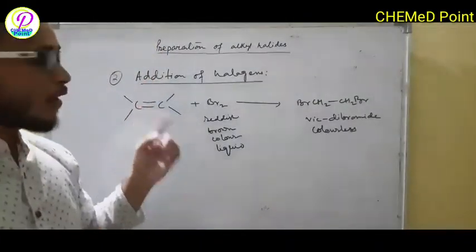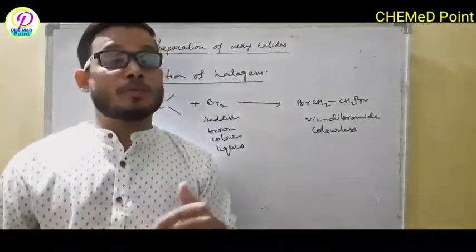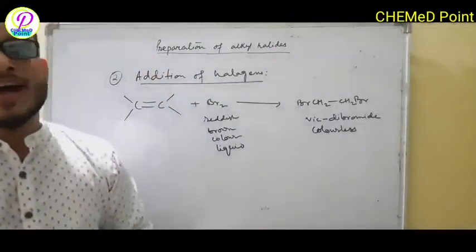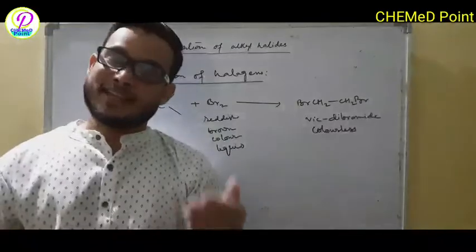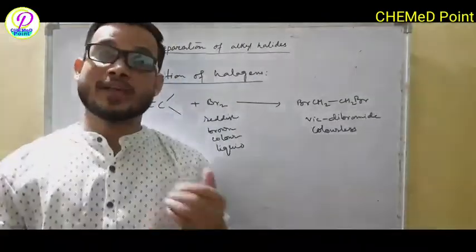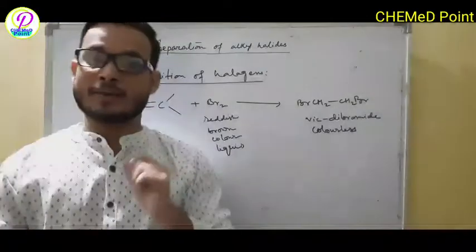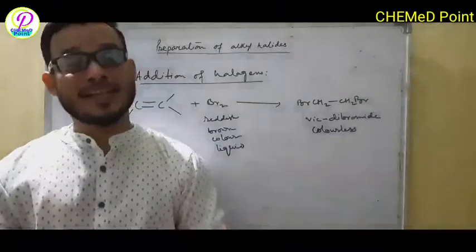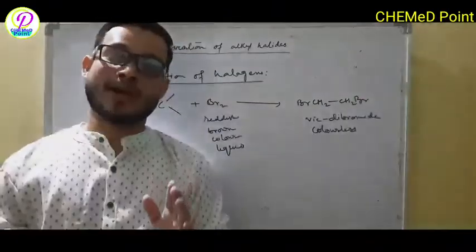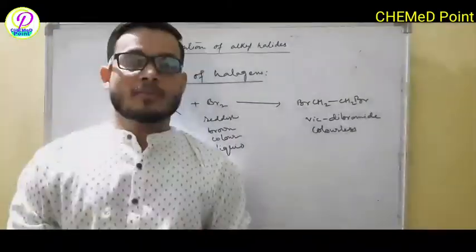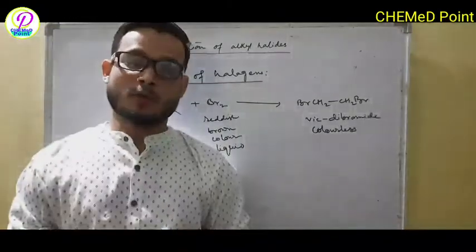So these are the two ways to prepare alkyl halides. The first one is addition of hydrogen halide to the alkene molecule. We have seen if we add hydrogen halide to the symmetrical molecule, we will get only one product. And if we add hydrogen halide to the unsymmetrical alkene, we will get two products. One is the major product and another is the minor product. Major product is one which follows Markovnikov rule.